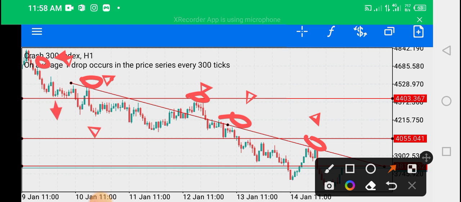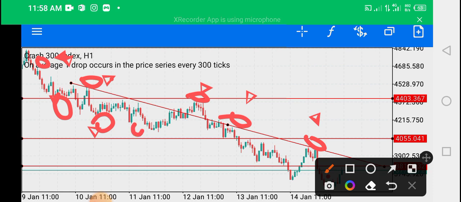Down here is a lower low. Here is a lower low, here is a lower low, and it keeps going down, as you can see, like that. So that tells you that the market is on a downtrend. So at this point, it's very okay for you to start looking for selling opportunities.